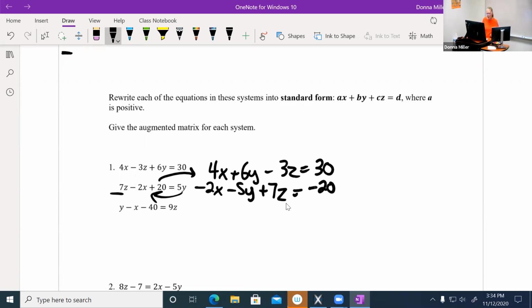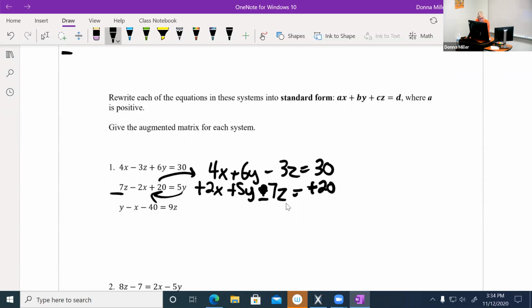Now, oh, I goofed again. A has to be positive, right? Is the first term positive? No, so I have to fix it. So what I'm going to do real quick, I'm going to change all the signs. So make this positive, positive, negative, positive. See, I just changed all the signs over here. I multiplied by negative 1.